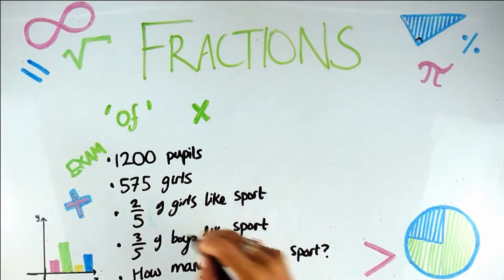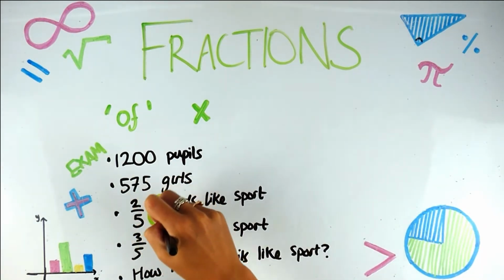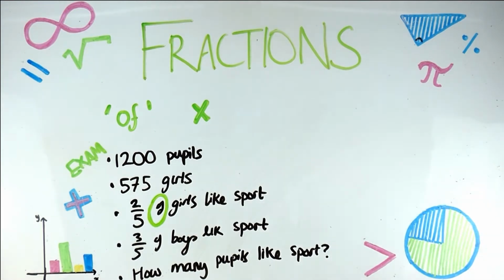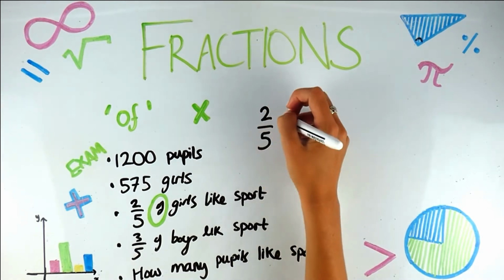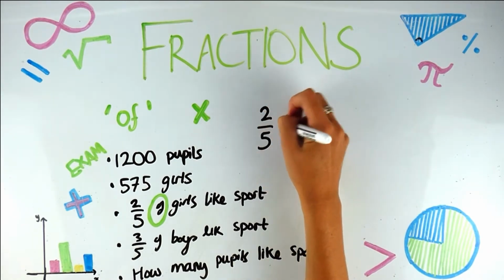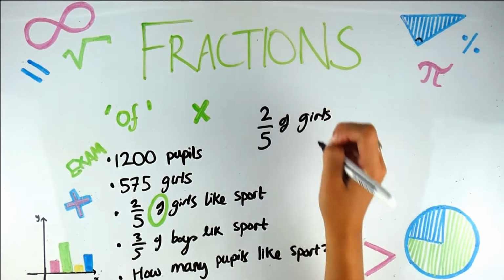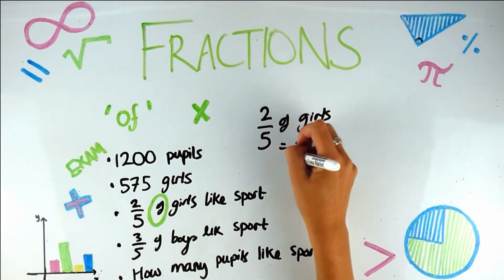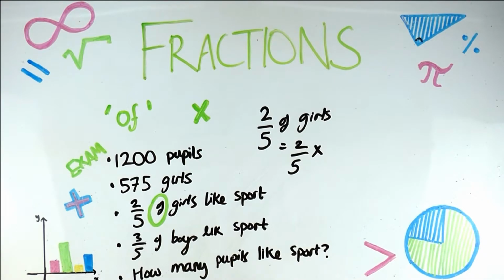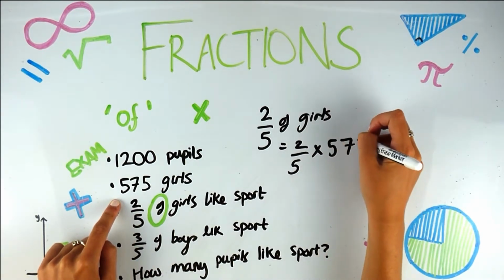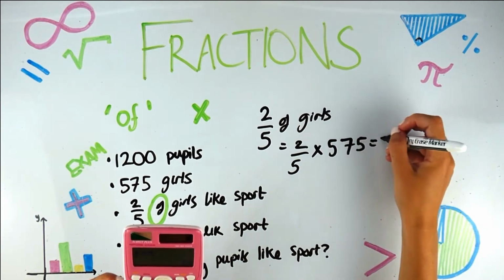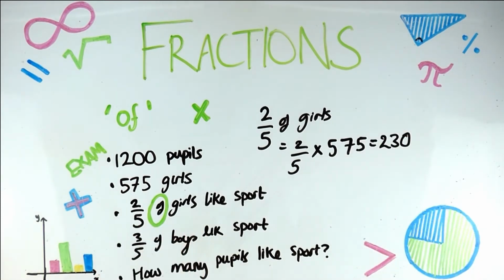Oh, that's not very good, is it? 2/5 of girls like sport. That of, alarm bells, is multiply. So 2/5 of girls. That's what I'm interested in. But that is 2/5 multiplied by the girls, and we have 575 girls. So that's the number of girls that like sports.